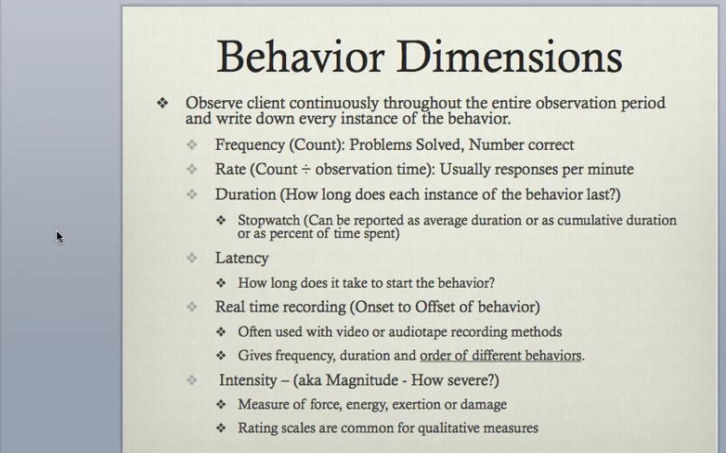So these different dimensions, duration, how long does each instance of the behavior last? Here you would need a stopwatch, and you report this as the average duration or as a cumulative duration out of the total time spent. So you could say 40% of the time they were engaged in self-harm. Or you could say that they engaged in 30 minutes of self-injury over a 4-hour period. So you would describe duration.